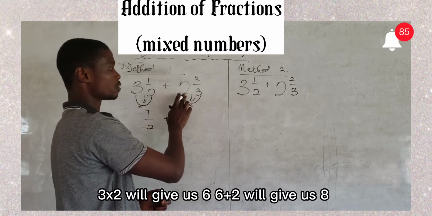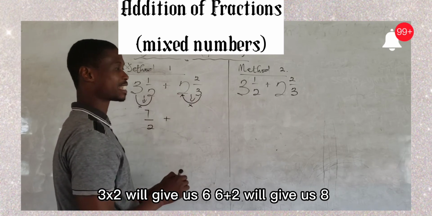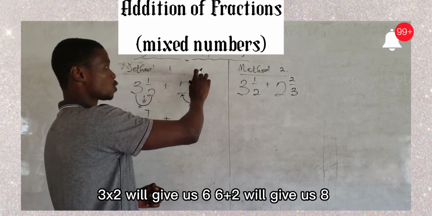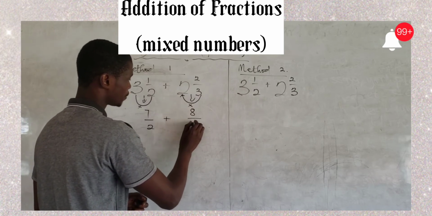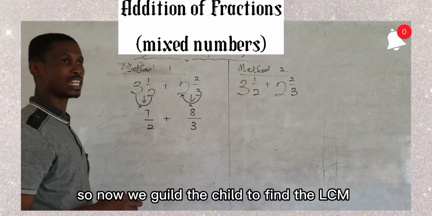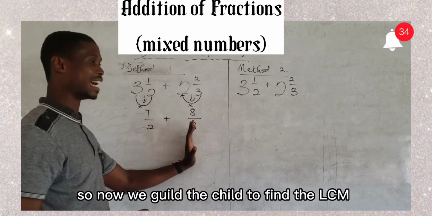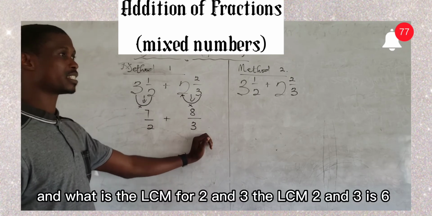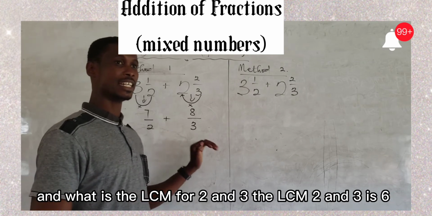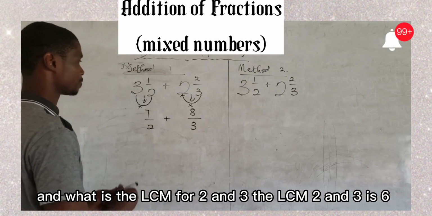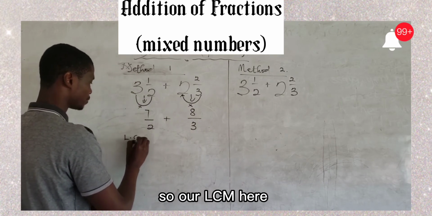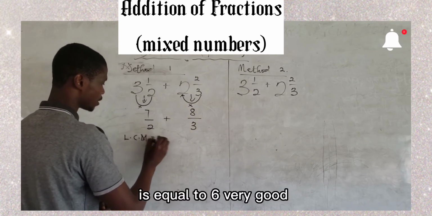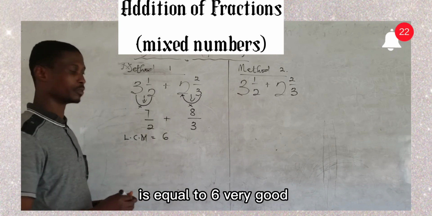3 times 2 will give us 6. 6 plus 2 will give us 8. So now we guide the child to find the LCM. And what is the LCM for 2 and 3? The LCM for 2 and 3 is 6. So our LCM here is equal to 6. Very good.